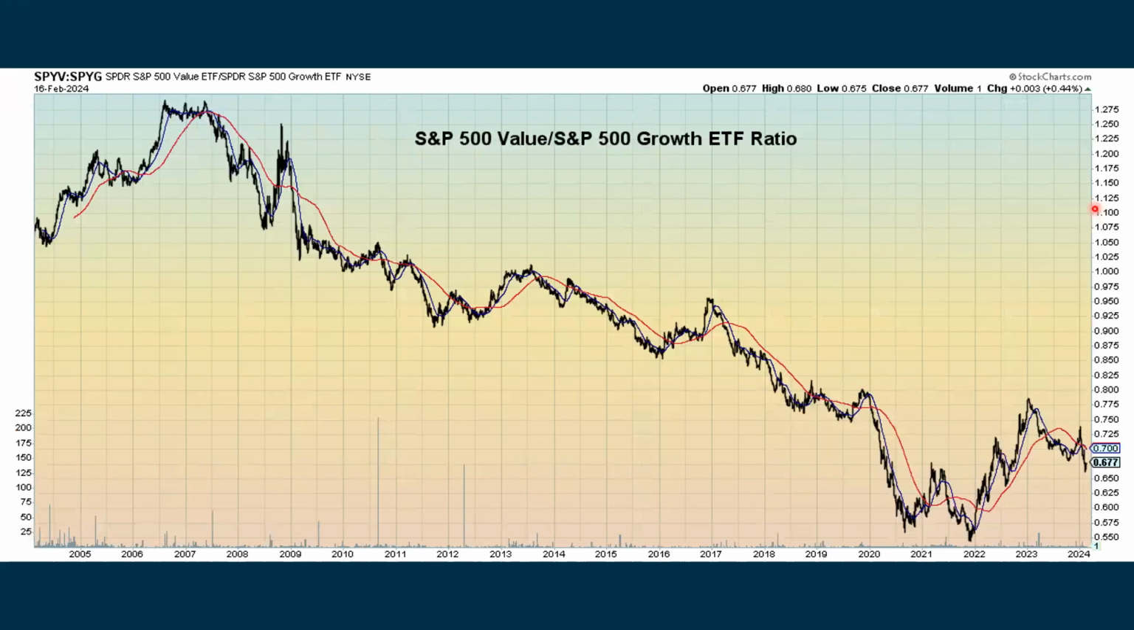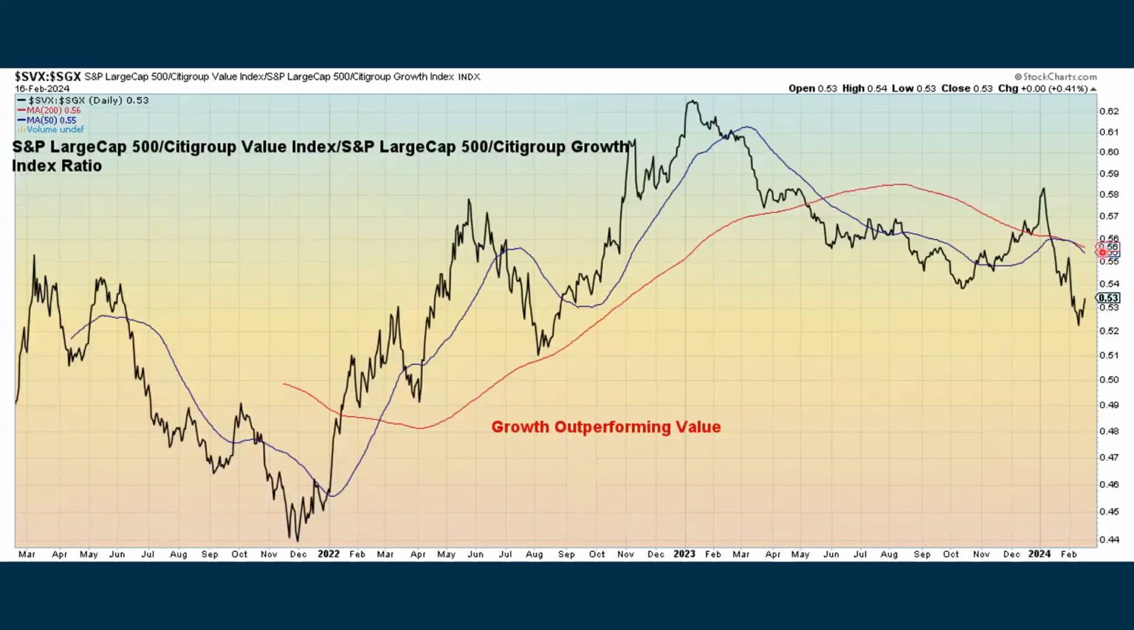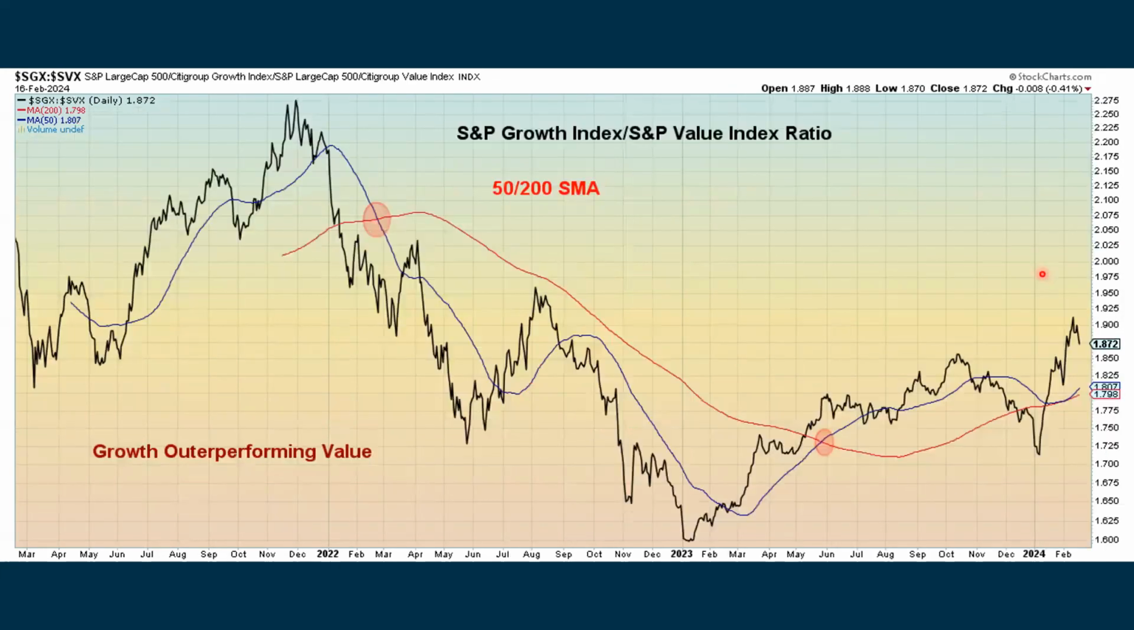Here's an inverse of that same chart showing how value was really bouncing up and is now starting to pull back. Here's another longer term look at the growth to value indexes that we looked at before. It's still in a longer term downtrend, but it's starting to turn up, and we could be getting ready to see a golden cross here as growth is outperforming value. This is a little shorter term look showing how value is underperforming growth, or you could also say growth is outperforming value. And then here is another measurement just showing how growth is outperforming.